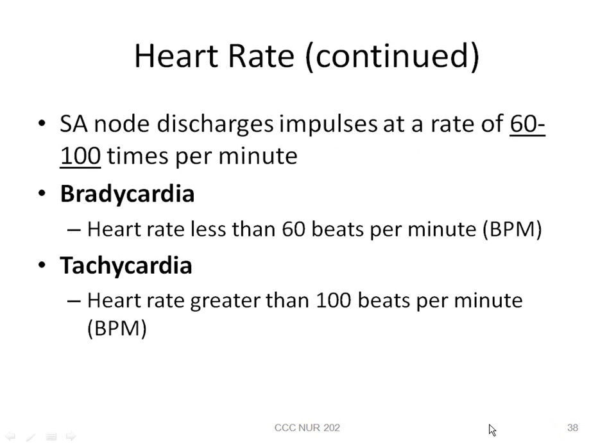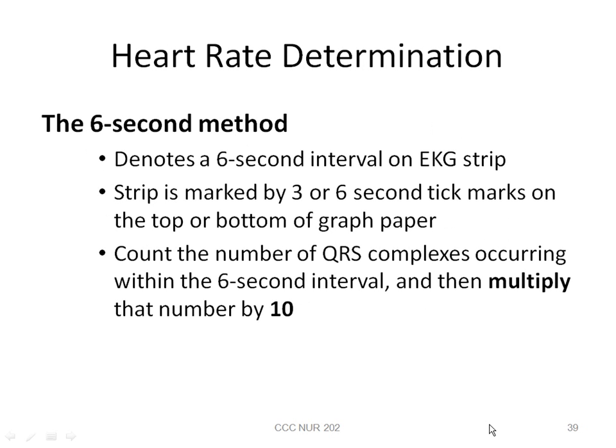Okay, so we're looking at it. We know that the SA node normally discharges between 60 and 100 times per minute, so if our rate's between 60 and 100, we're within that normal range, okay? Does that make sense? You follow me? If it's less than 60, it's bradycardia. If it's more than 100, it's tachycardia, okay?